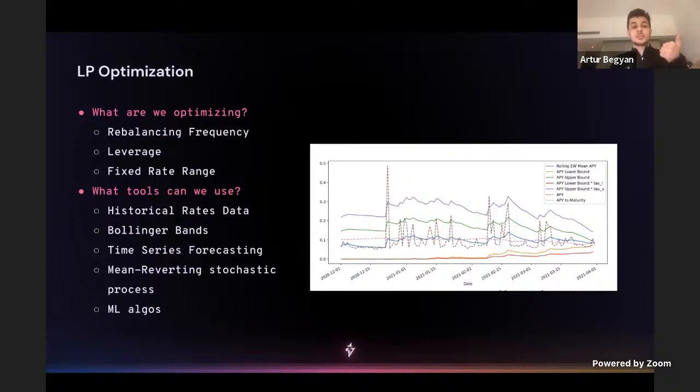The first one is the rebalancing frequency. So the frequency at which you make modifications to your position. These modifications can be in the form of changes in the tick range or the fixed rate range at which you're providing liquidity. This can be modifications in the leverage, so in the leverage that you have on the protocol.